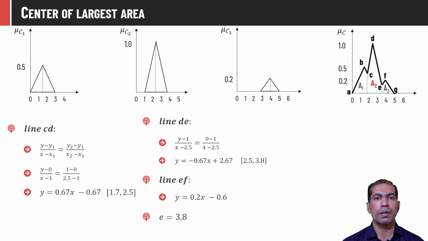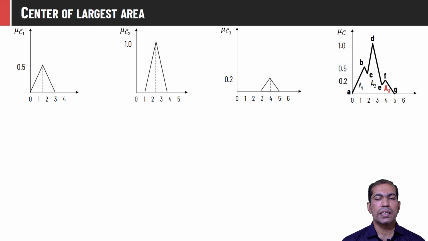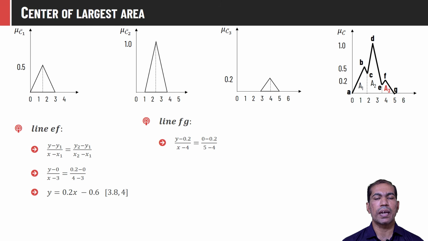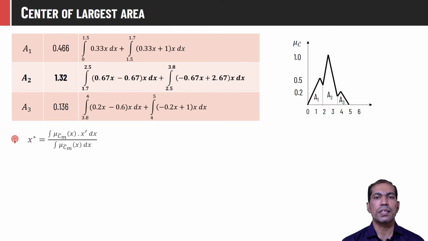Area A2 is given by the integration over line CD and line DE. When we take the integration, we will get area A2 is equal to 1.32. In a similar way, we can compute the equation of line EF and the equation of line FG. We can take the integration, and finally we got area A3 is equal to 0.136. The summary of all these areas is described in this table. Area A1 is 0.466, A2 is 1.32 and A3 is 0.136.